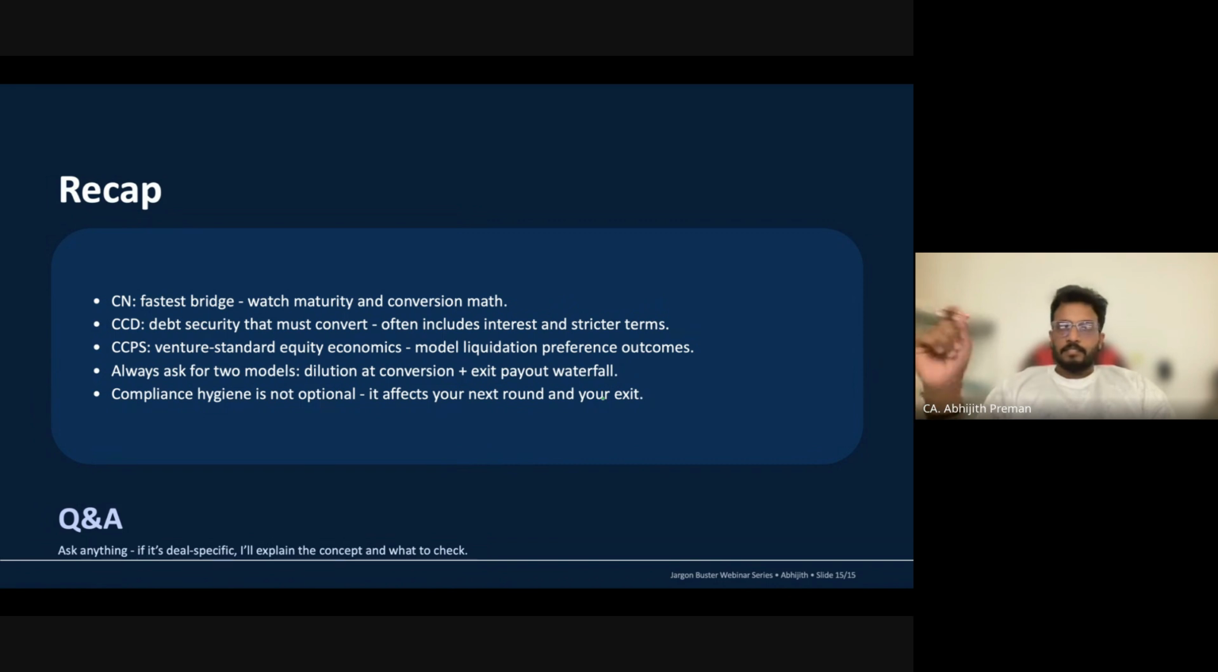Then compliance hygiene is not optional. It affects your next round and your exit. So maintain compliance hygiene from day one onwards. Okay, so that's it from my end. If you have any questions, you can ask now.